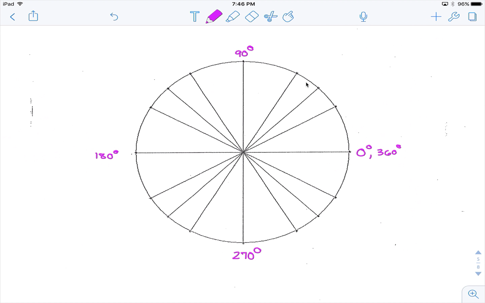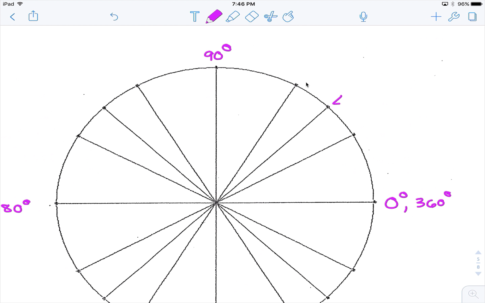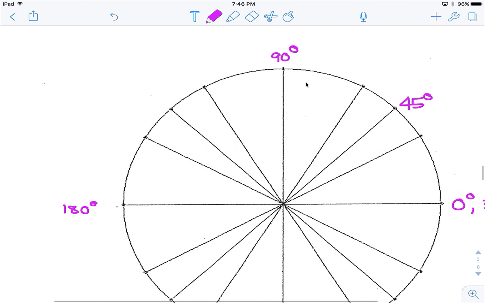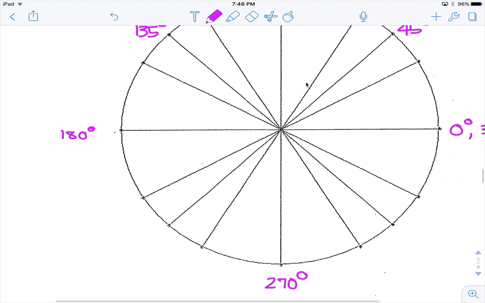Okay, so if we look at it in halves again, halfway between 0 and 90 would be 45 degrees. Halfway between 90 and 180 would be 135 degrees. Halfway between 180 and 270 would be 225. And halfway between 270 and 360 would be 315 degrees.